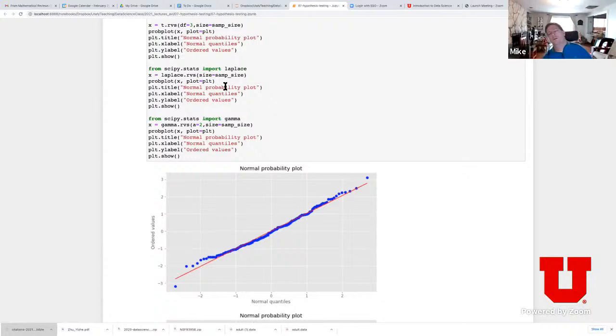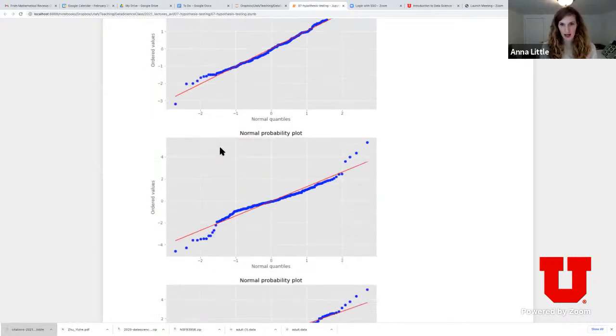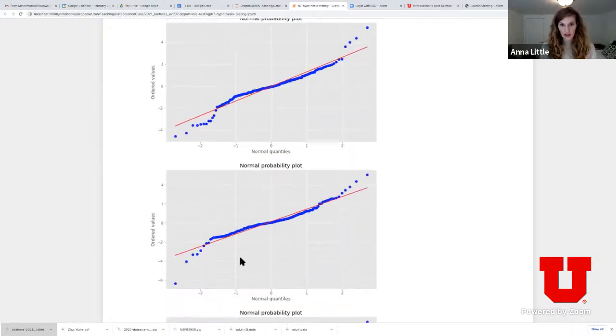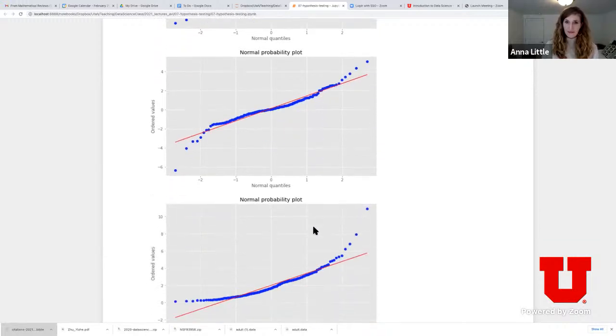So then these last 2, we have a Laplace distribution, and the last one is a gamma distribution. Here you'll notice this is the Laplace distribution. That's kind of like a symmetric version of the exponential distribution. It is also heavy-tailed, so the decay of the PDF is slower than for a normal distribution. And once again, you see this reflected in the normal probability plot.